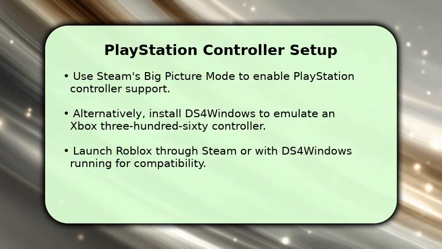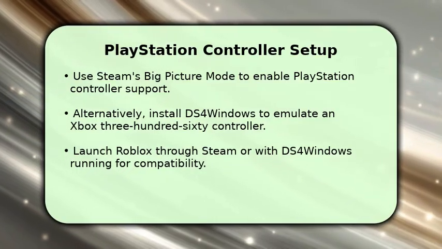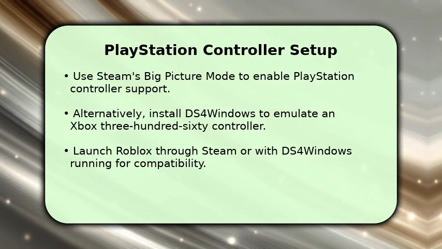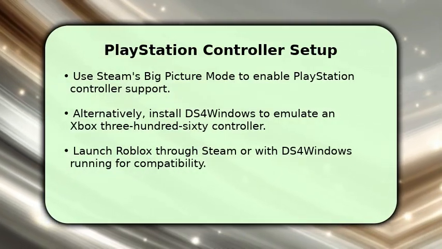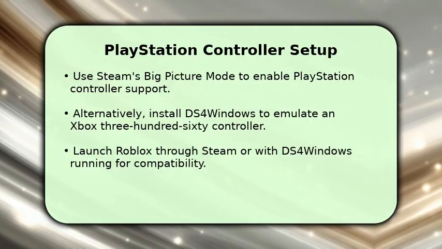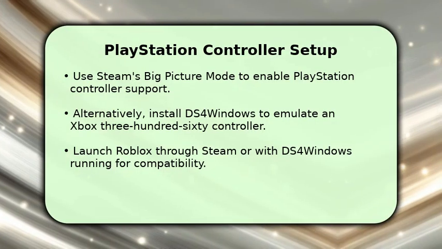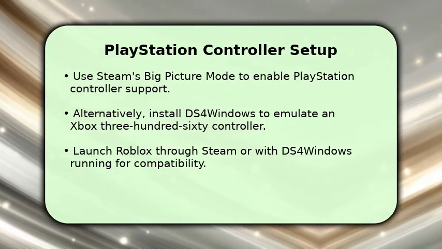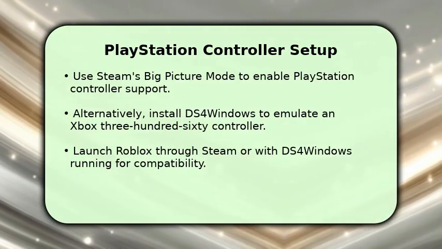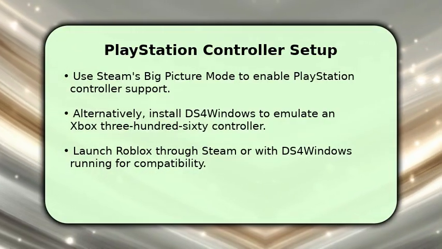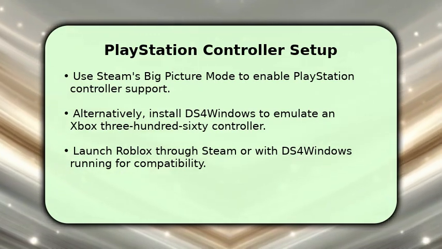PlayStation controllers require a few extra steps since Roblox on PC does not natively support them. One popular method is to use Steam's Big Picture mode. Add Roblox as a non-Steam game, then enable PlayStation controller support within Steam settings. Another effective solution is to download and install DS4 Windows, which emulates your PlayStation controller as an Xbox 360 controller, making it compatible with Roblox and many other PC titles.